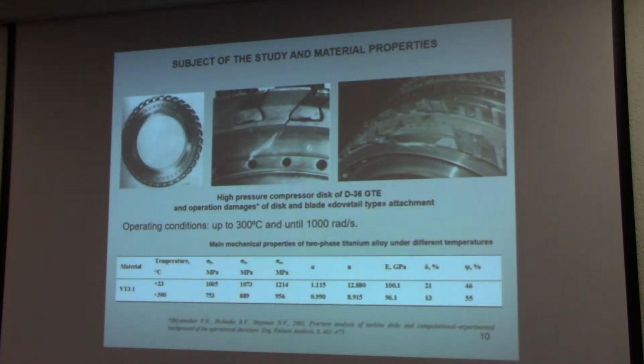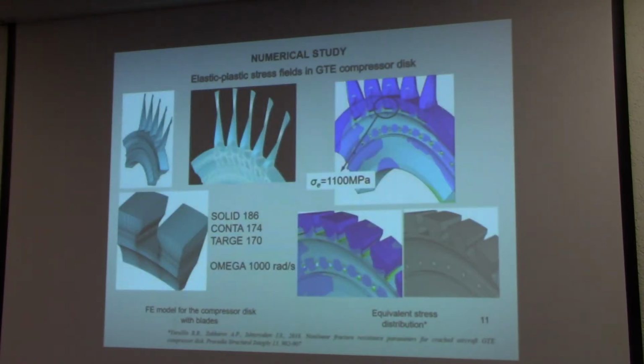The subject of our study is the high pressure compressor disc of the D-36 gas turbine engine. Failure occurred in the disc and blade dovetail attachment. This compressor disc was produced from a titanium alloy, whose mechanical properties you can see in this table. According to the first principle of imitation modeling, the first part of our numerical study is concerned with stress-strain state analysis of the compressor disc itself.